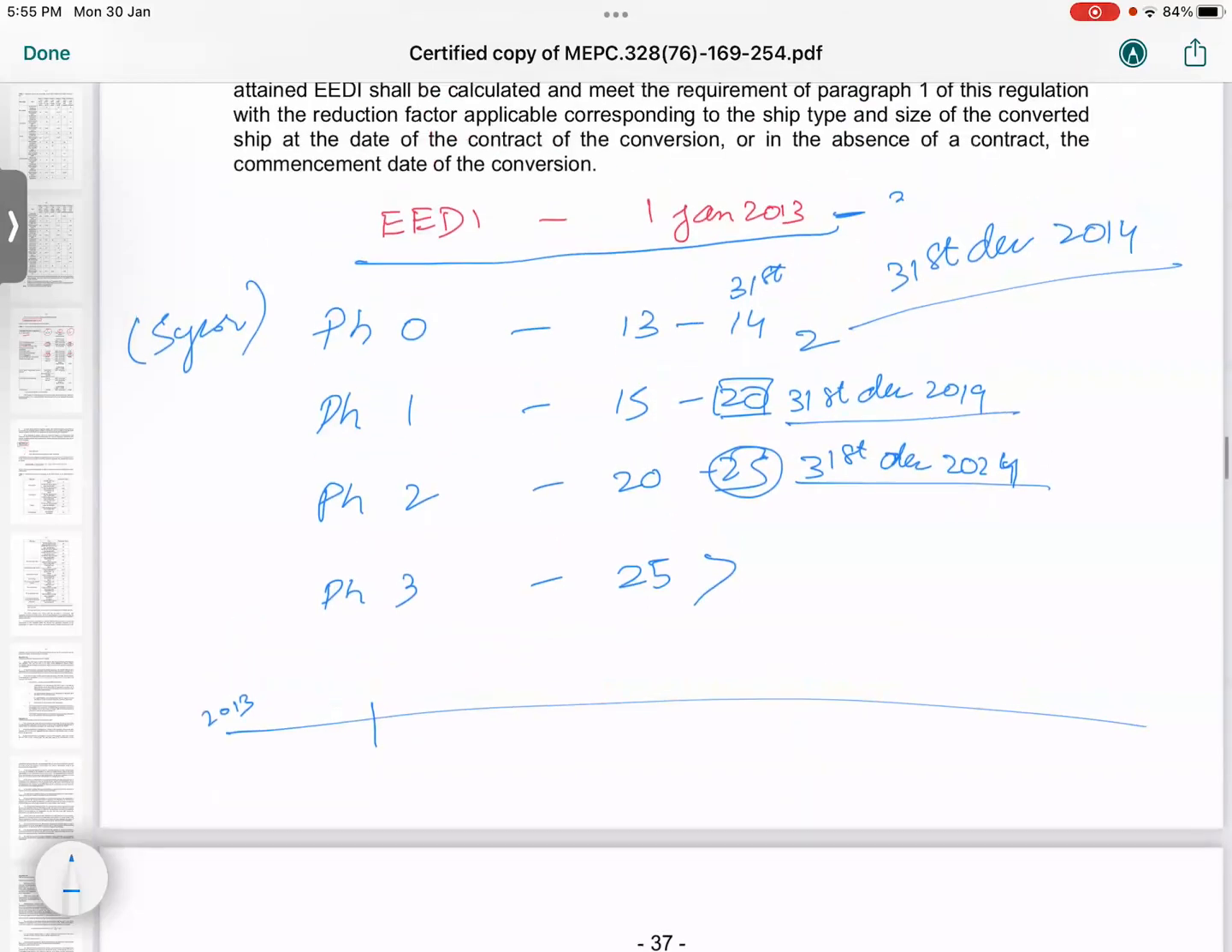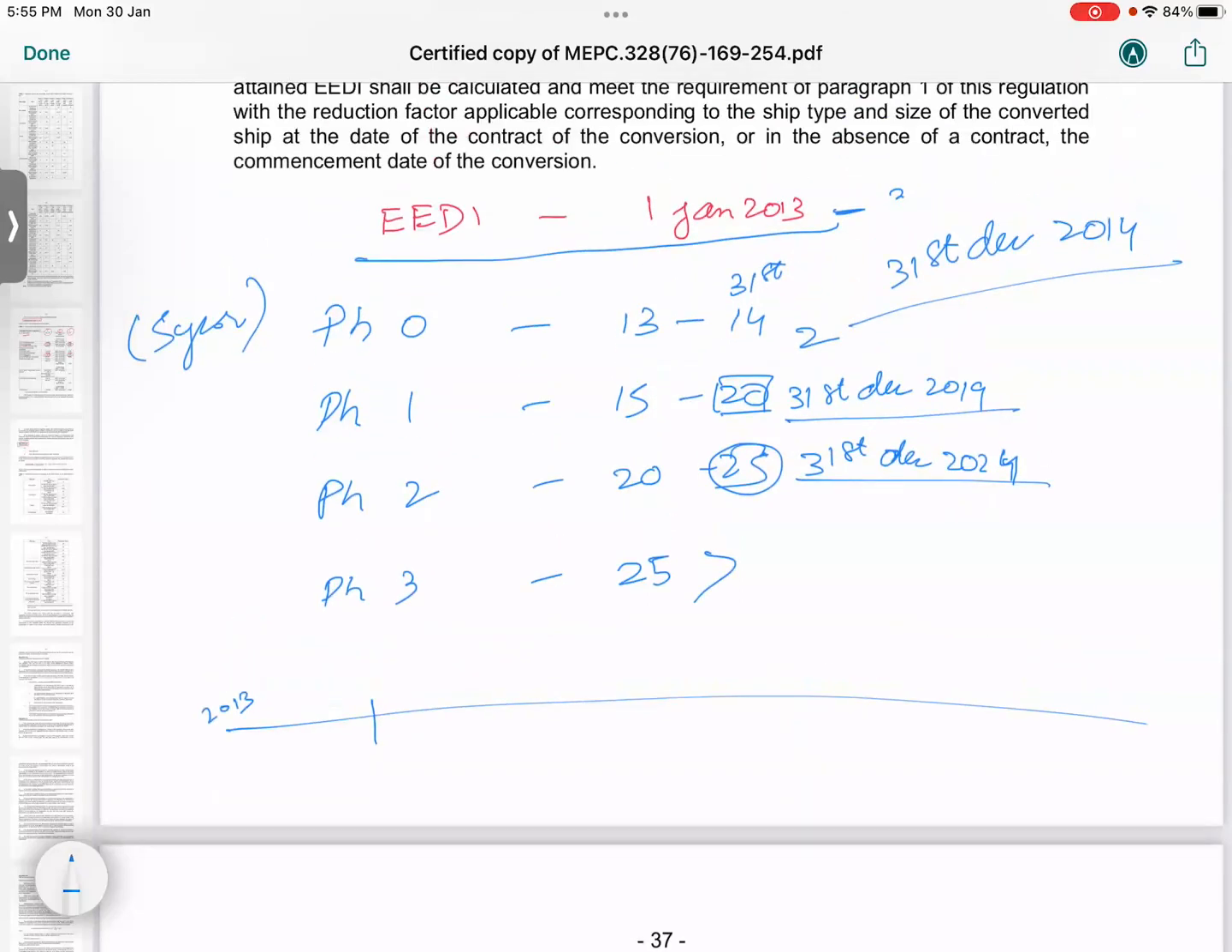So they said that you have to go phase by phase. Now suppose you built a vessel, and the regulation immediately says, okay, make a 50% reduction. That is not possible, right? They need some time. Gradually, first we'll say 10, then 20, then 30. That is how we want to achieve the goal. You can't do it in one go, right?